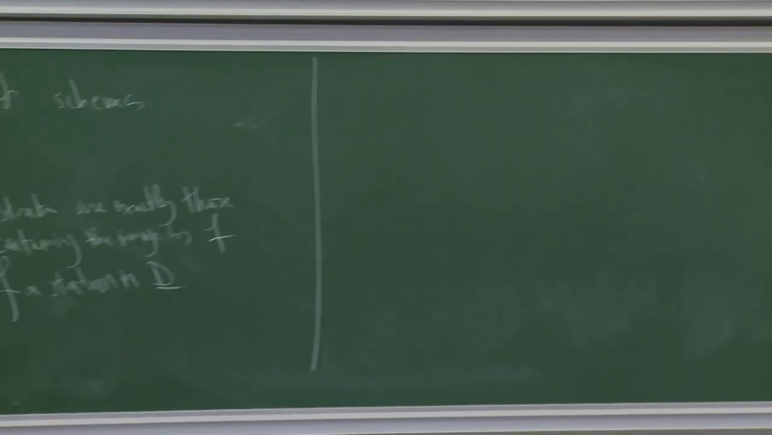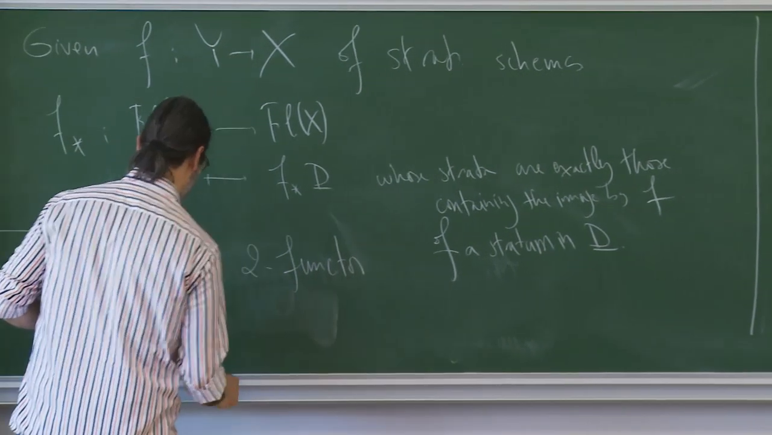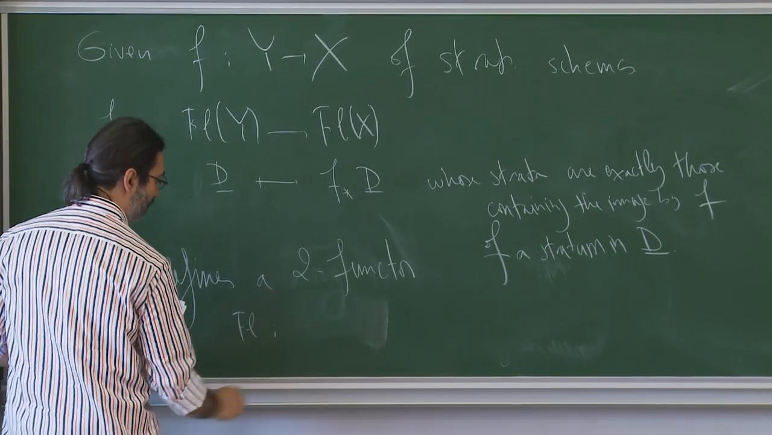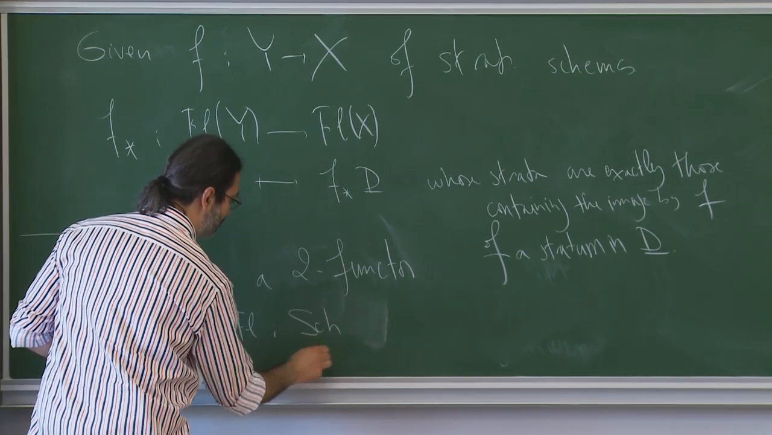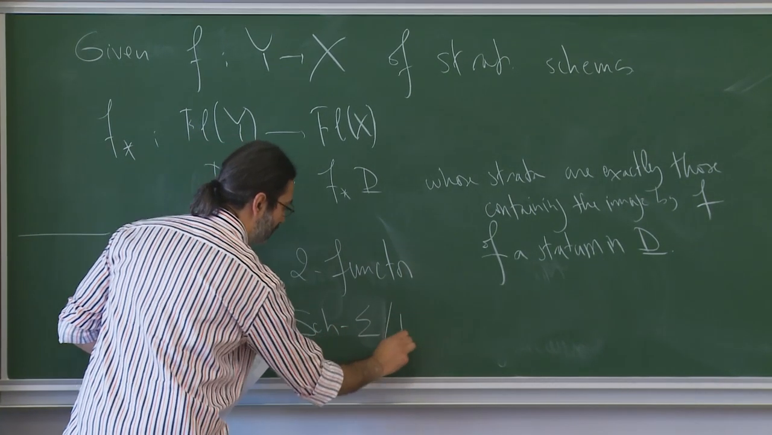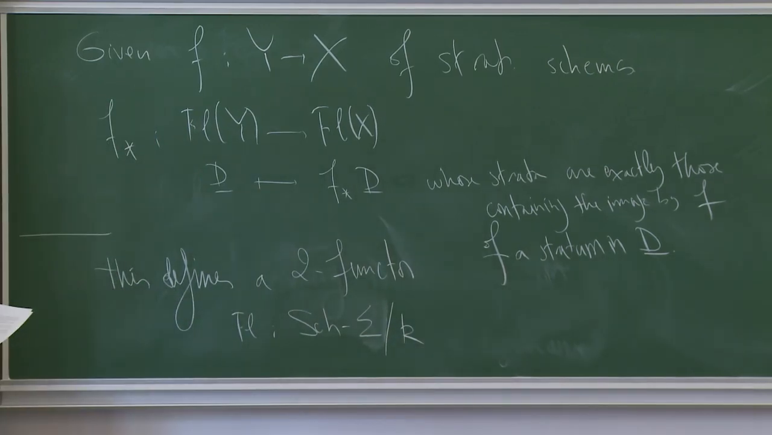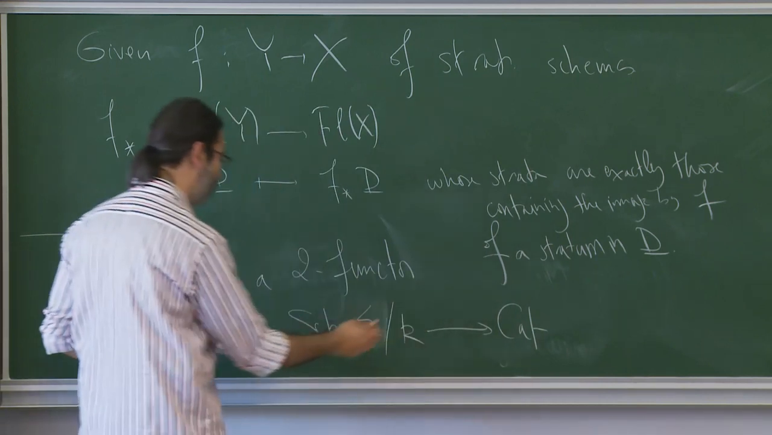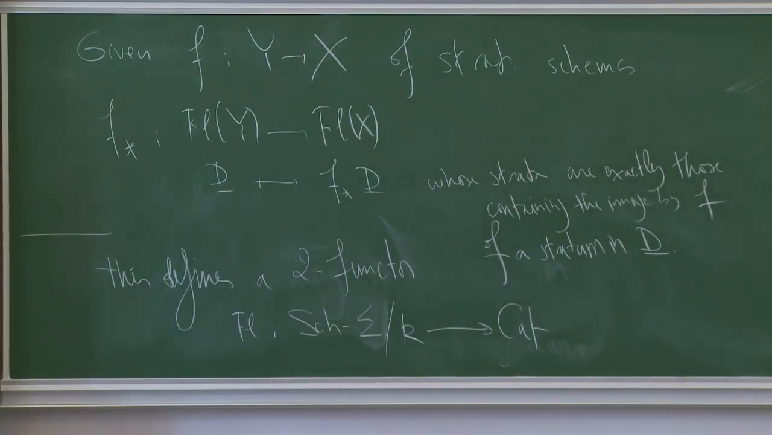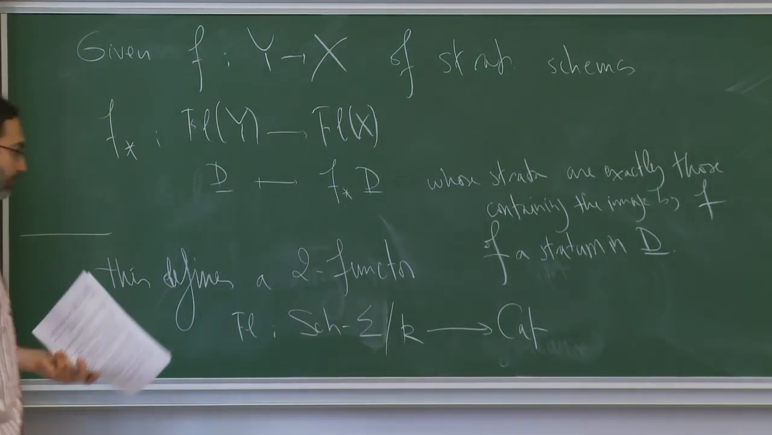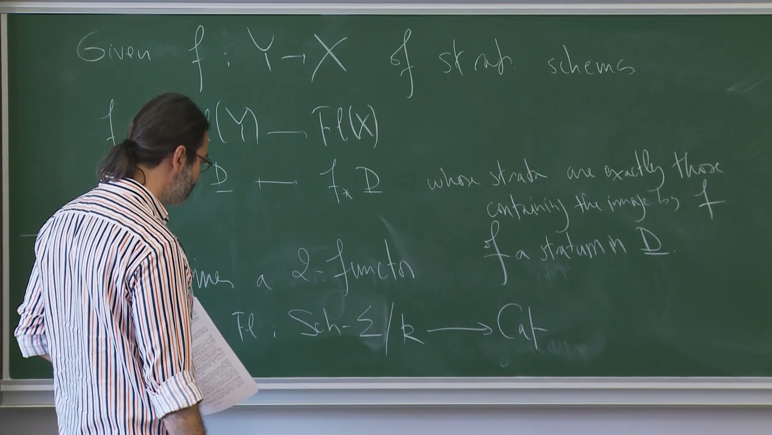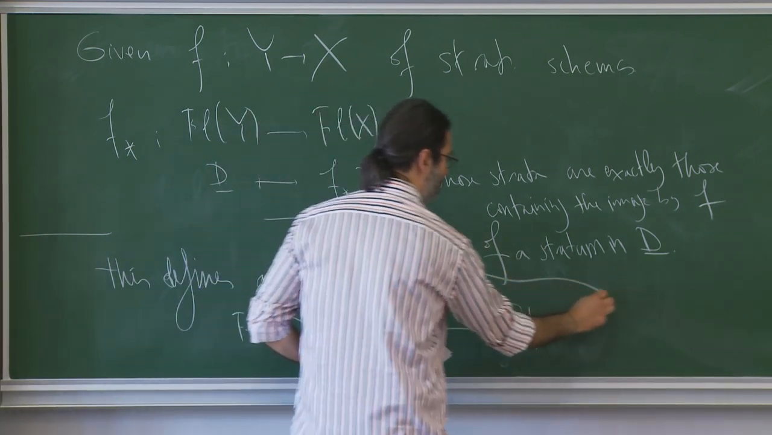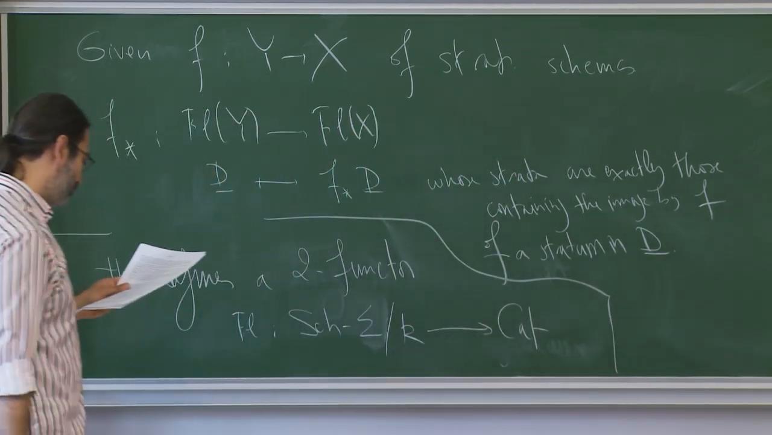All right, so this defines a 2-functor, flags, that goes from the category of schemes, say over k, to categories. It takes a stratified scheme to the category of flags. So a covariant 2-functor.